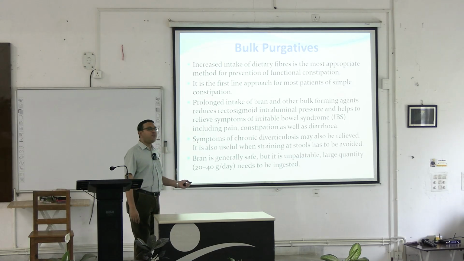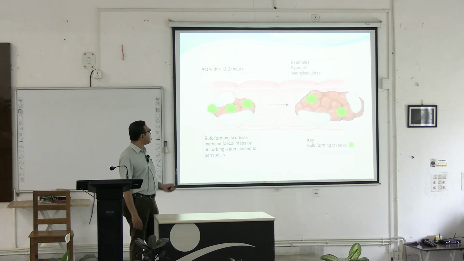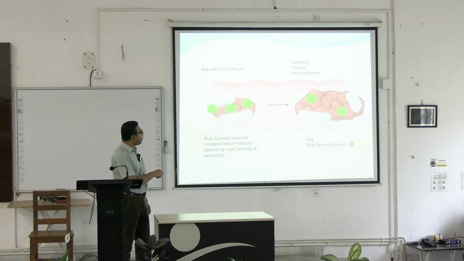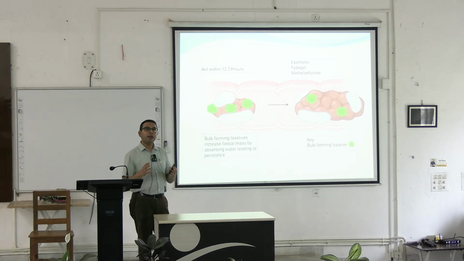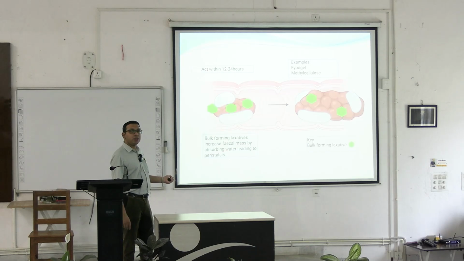Symptoms of chronic diverticulosis may also be relieved. It is also useful when straining at stools has to be avoided. Bran is usually safe. It is unpalatable, and a large quantity usually needs to be ingested. Bulk forming laxatives increase the fecal mass by absorbing water, leading to peristalsis. When the fecal mass is increased, the colonic transit time is ultimately decreased, and there will be more frequency, leading to more peristalsis.